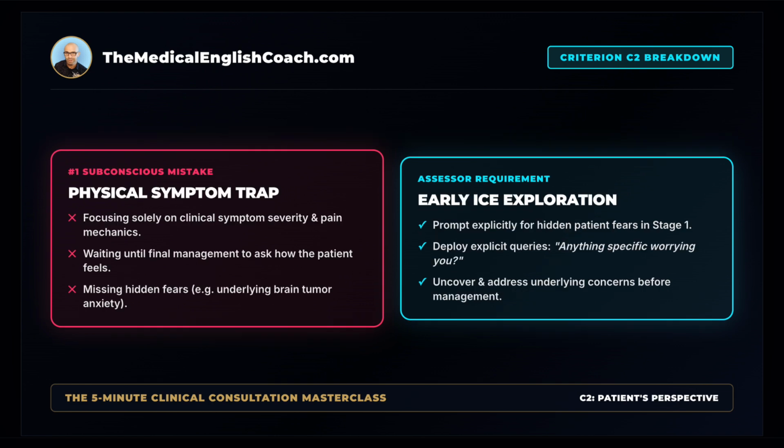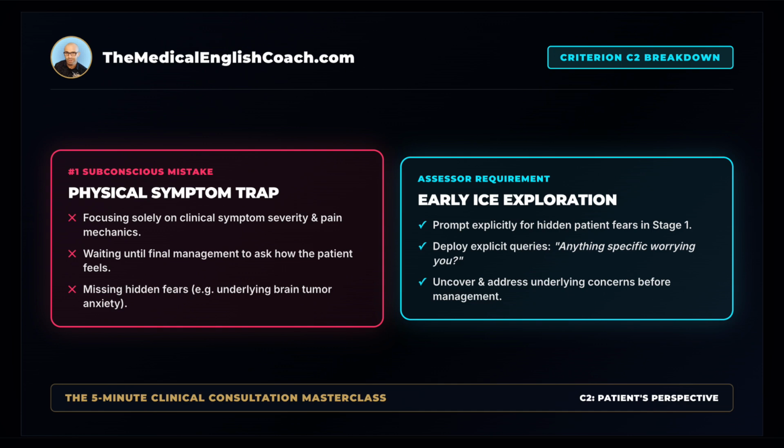Next is Criterion C2, incorporating the patient's perspective. What doctors think this means is waiting until the very end of the consultation and asking, "How do you feel about this treatment?" Here is the hidden penalty. If you wait until the end, you have already failed C2. The fatal mistake here is the physical symptom trap. Real hospital wards train you to ask about physical pain, but the OET requires you to elicit the patient's hidden fears early in the consultation.